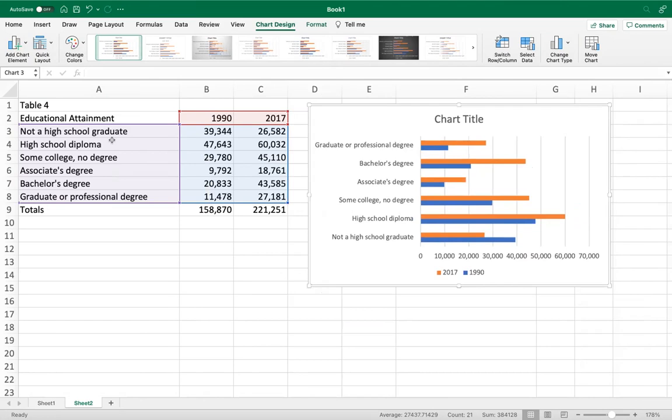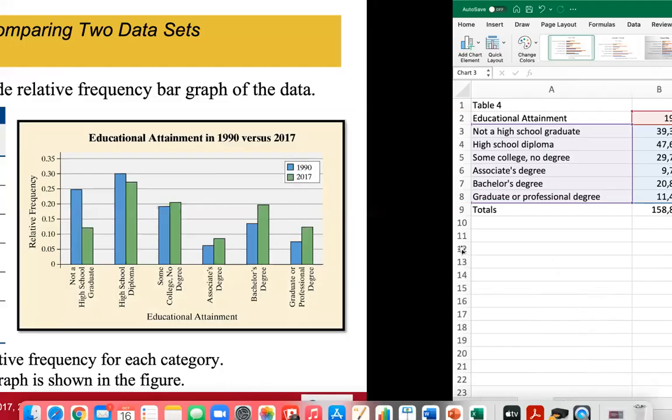But here we have not a high school graduate, not a high school graduate. So it looks like there were more people that didn't graduate high school back in 1990 than there were in 2017. And looking at high school diplomas, there were considerably more. And it looks like everyone is a little bit more educated in 2017 than they were back in 1990. And you could kind of see it here too. So is this realistic? Is it realistic to say that?